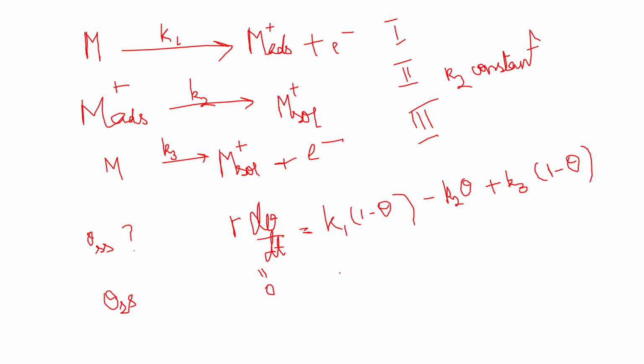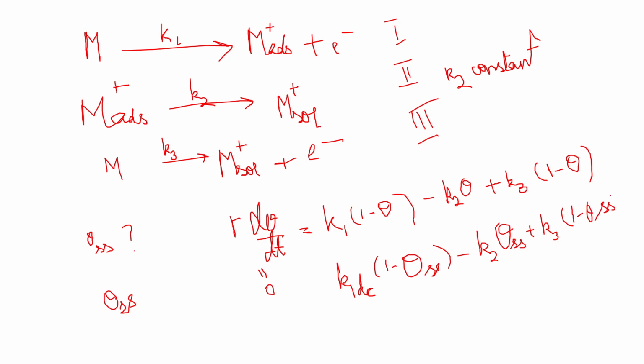So now if I am applying theta SS, how will it be? K1 DC into 1 minus theta SS, minus K2 into theta SS, plus K3 into 1 minus theta SS, equal to 0.